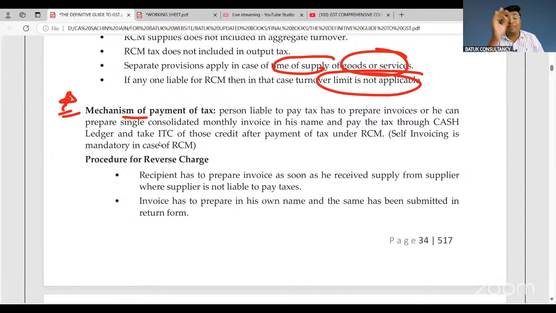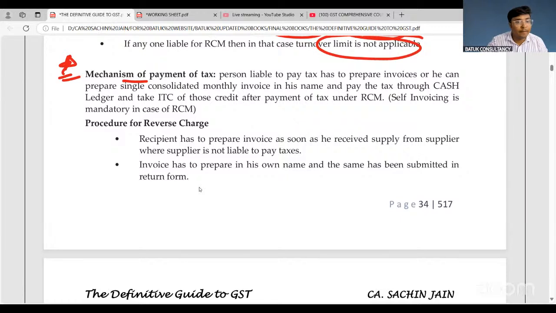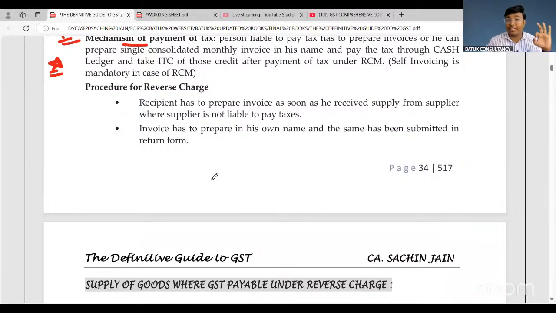So, mechanism of payment of tax. In case of reverse charge mechanism, you have to make the payment in cash and you can claim the input tax credit. Procedure for reverse charge mechanism: the recipient has to prepare the invoice as soon as he receives supply from the supplier, where the supplier is not liable to pay the taxes. The invoice has to be prepared in his own name and submitted in written form.